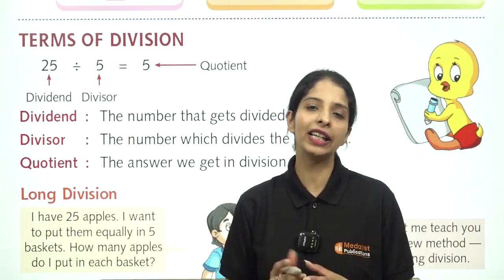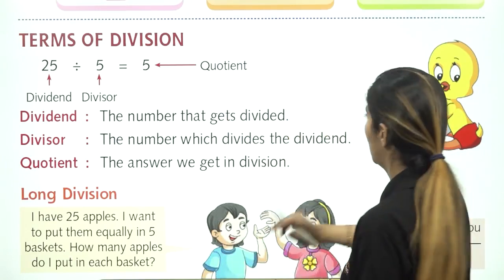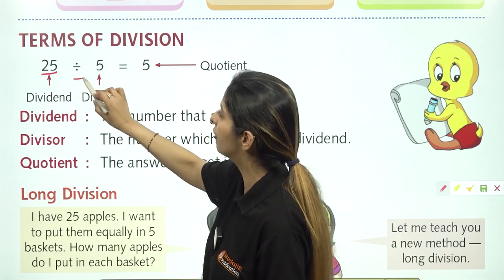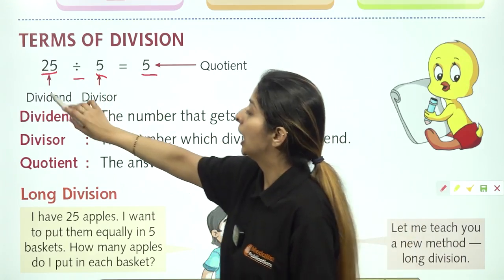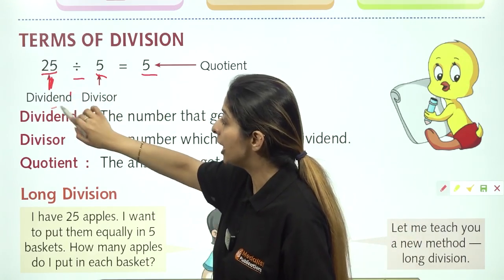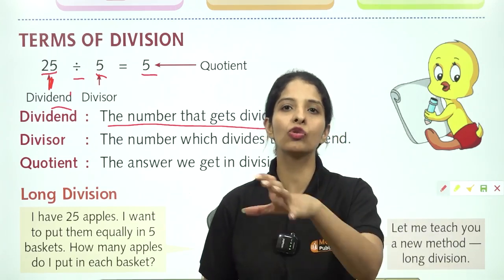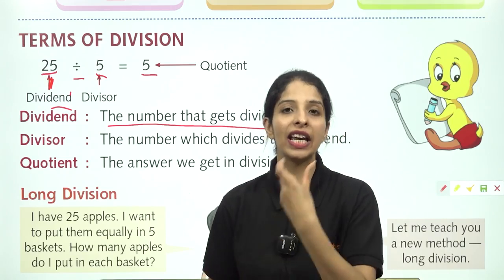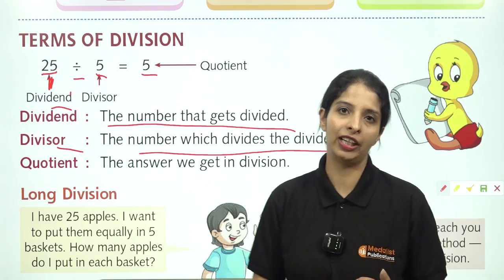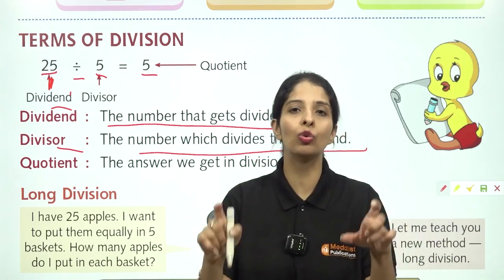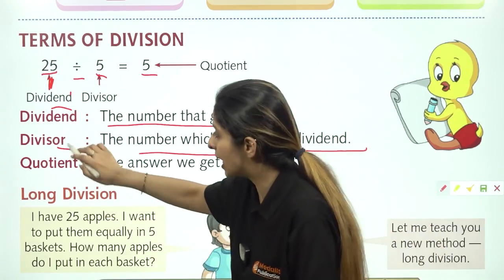Now there are certain terms in division that we use. For example, if this is given to you, 25 divided by 5 equals 5. This is called the dividend, the number that gets divided. There are 15 students. So that number is the dividend. Divisor, the number which divides the dividend. Now I am dividing 15 students into 3 groups. So 3 is the divisor.